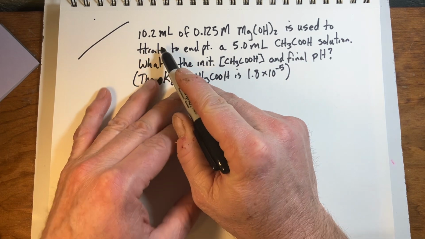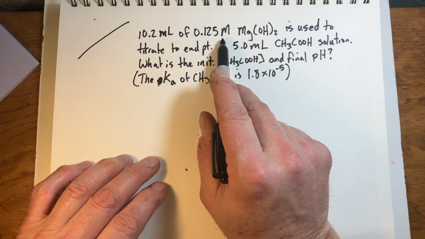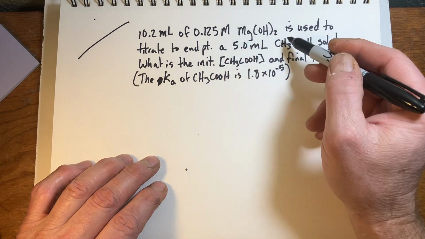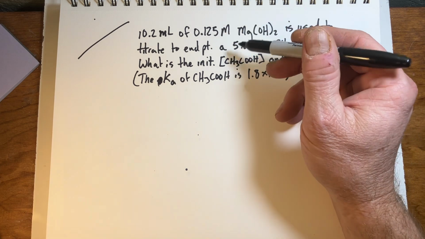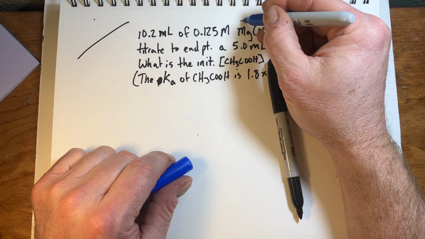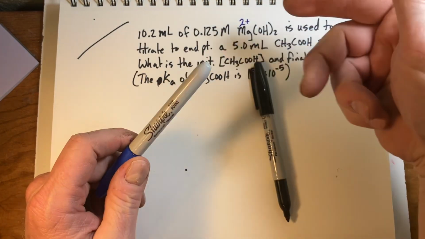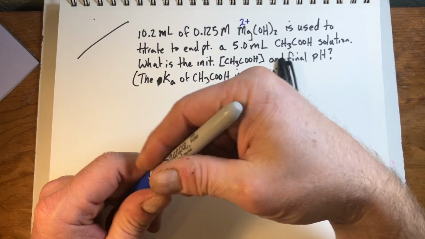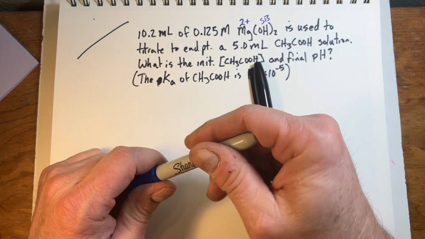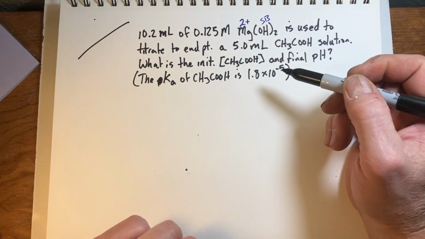So we have 10.2 mL of a 0.125 molar magnesium hydroxide solution. It's first described, and right away we want to note that magnesium is a group 2 metal, an alkaline earth. We can say it has a 2+ charge, and so really it's delivering a strong base. We want to tag that as a strong base. So it's in the possibility of being a strong base with a strong acid, but let's keep reading.